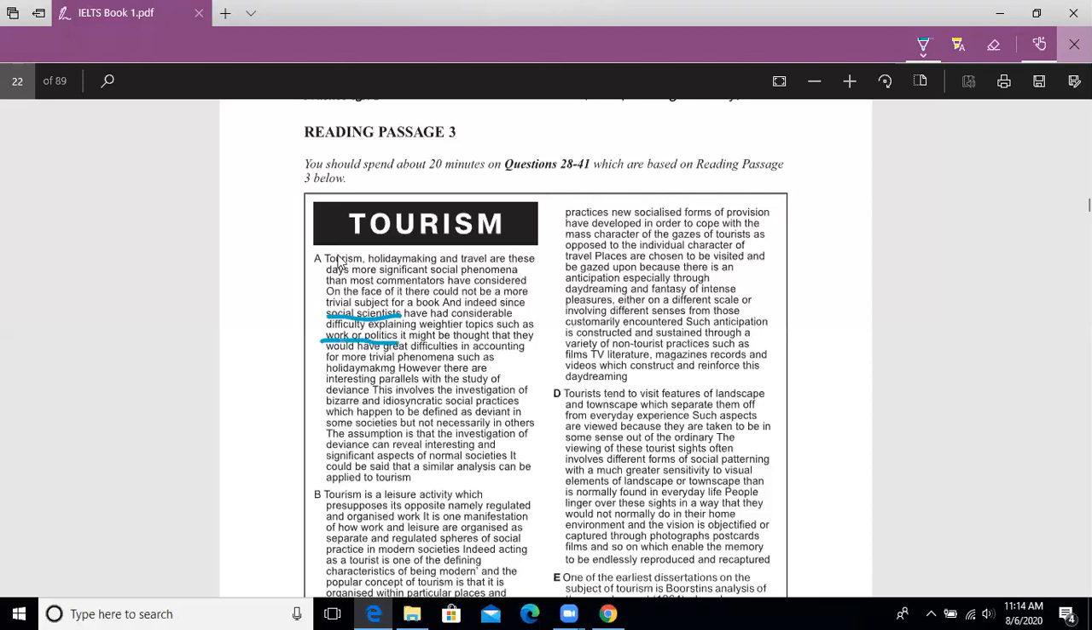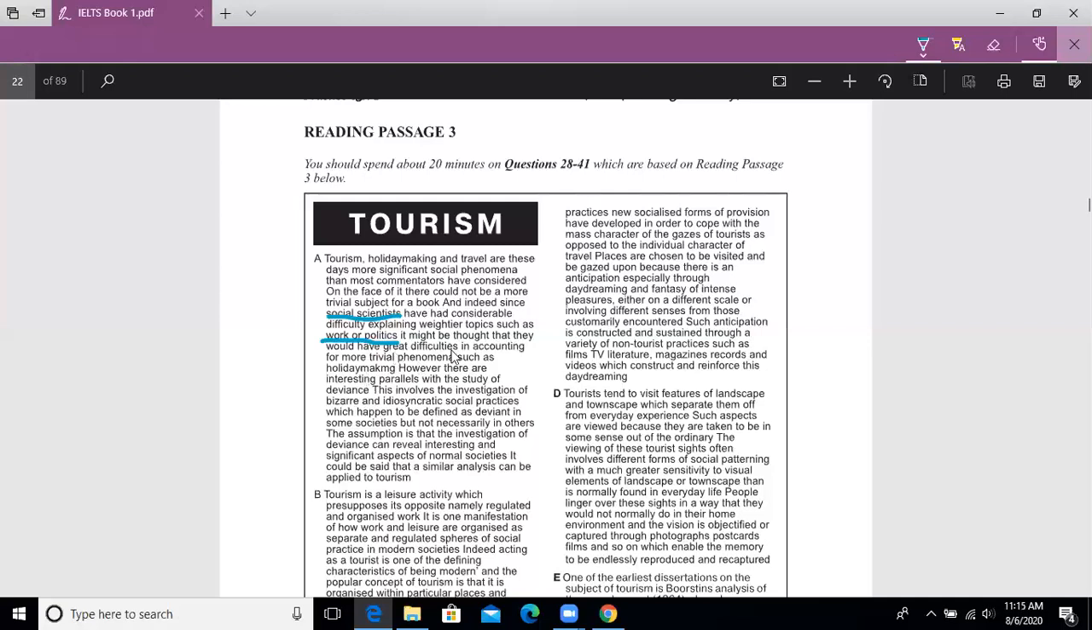Okay, so what we have read so far is that it's a really important social phenomenon. Then some commentators consider that it's a good thing, but really, really important. That's what they're saying. Tourism, holiday making, and traveling is really important, and it could not have any other name. Okay, you cannot name it with another subject. Sometimes these scientists, these people who are good with socialism, face difficulty in explaining work or politics. Okay, it might be thought that they would have great difficulties in accounting for more trivial phenomena such as holiday making.